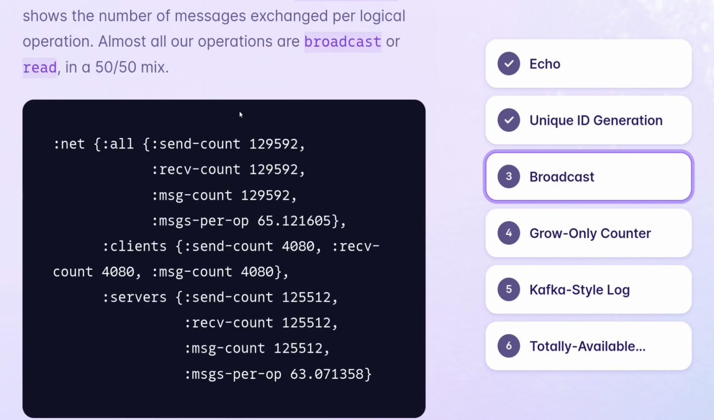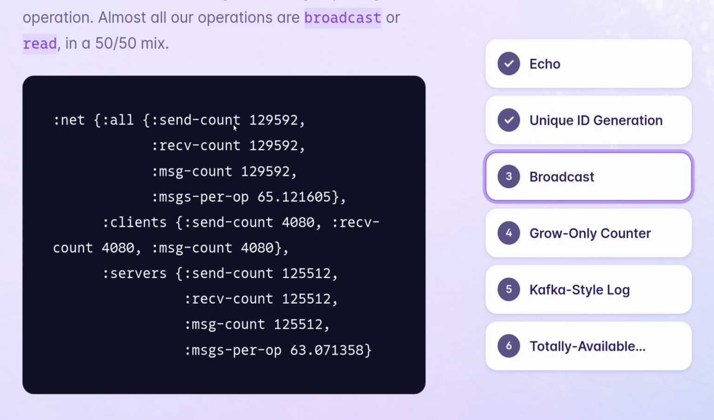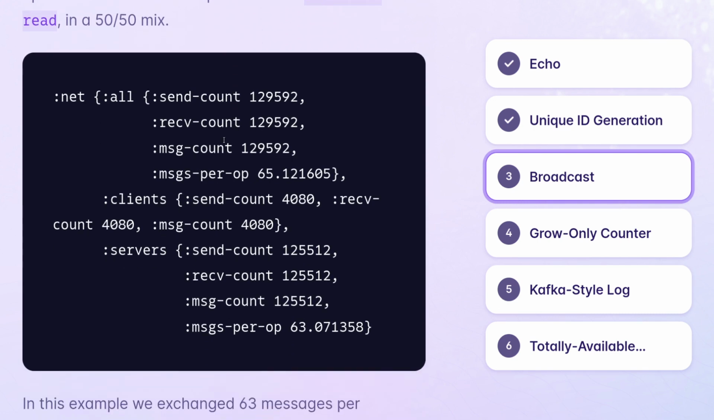So this messages per operation field is present in the results. So as we saw in the previous challenges as well, we are going to receive this output format where clients and servers message counts are displayed. So this is the number of messages that were passed between servers, internal messages, and these were the messages that were sent between client and server. So as you can see, this message count is really high as compared to the client messages.